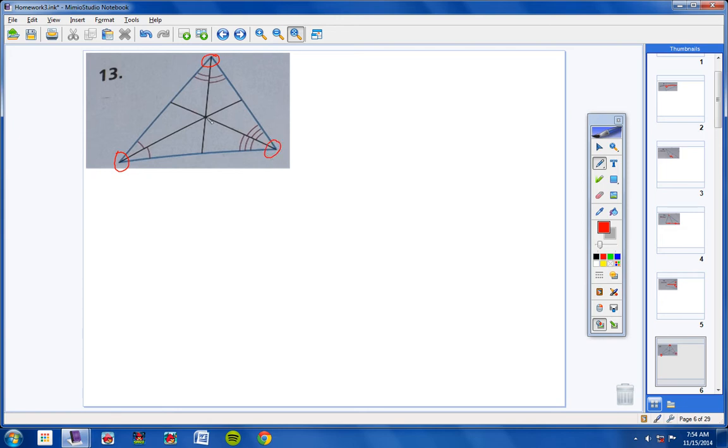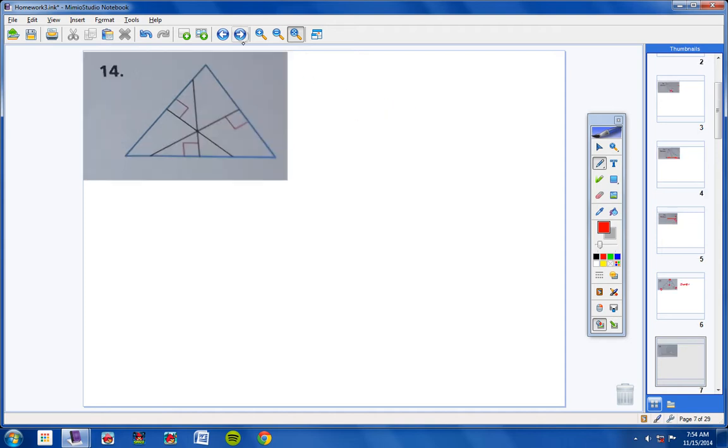So what do you call this point where your three angle bisectors intersect? Well, you need to know this for the test. It's called the incenter. Okay, number 14.